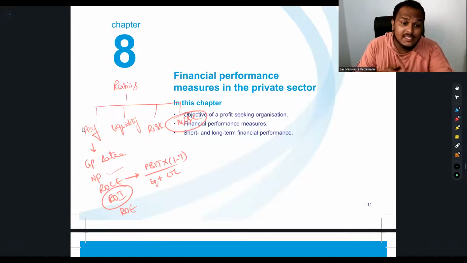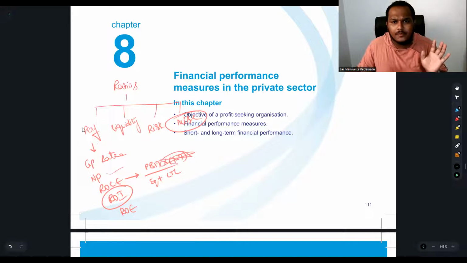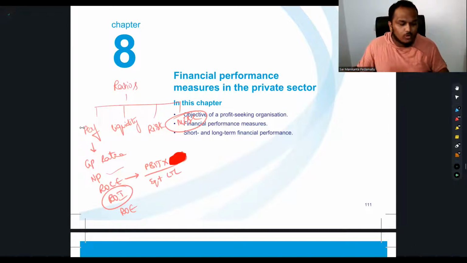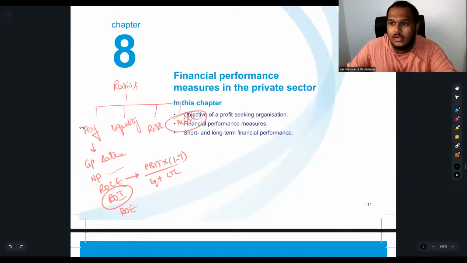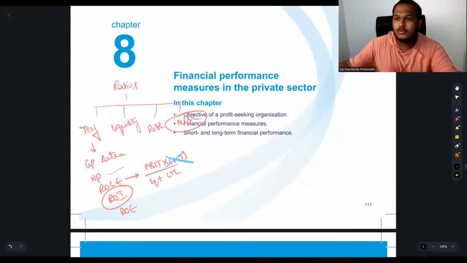But for ACCA exams, is it required? No, do not do this part. Only take PBIT by capital employed. It's fine, no problem. Am I making sense, sir? This is not our regular class, so I'm not going to go into the details of these things. I can just give you a basic level of introduction, but not go into the depth of it. So let's not go into that.